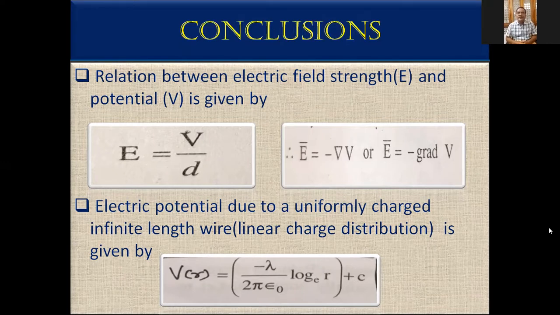One is the potential due to a uniformly charged infinite length of wire. This is the linear charge distribution case. There we got the formula V of r equal lambda by 2 pi epsilon naught ln r base e plus c, where c is the integration constant.